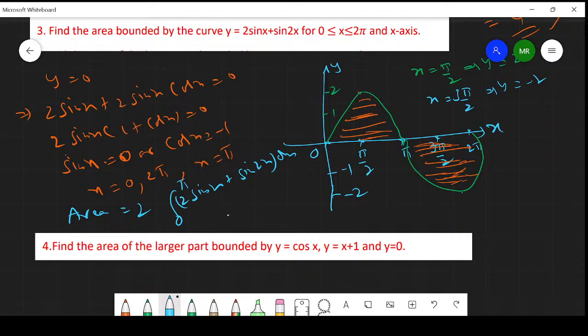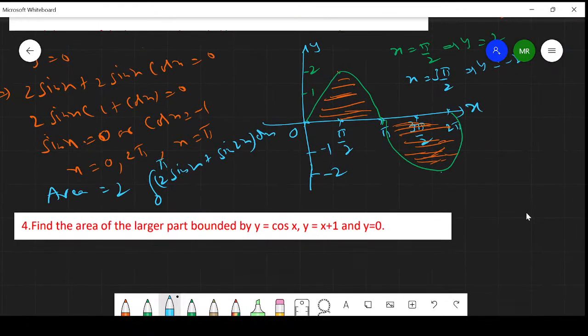You take the integral of this. When I take the integral of this, then I can write this one. See, 2 into the integral of sin x is minus cos x, limit 0 to pi, plus sin 2x integral is minus cos 2x by 2. Then I will take this place, I will write here.